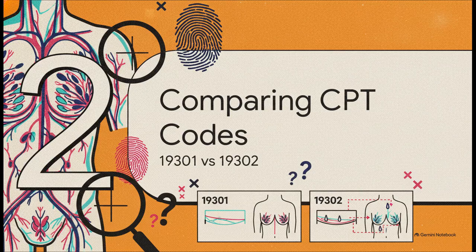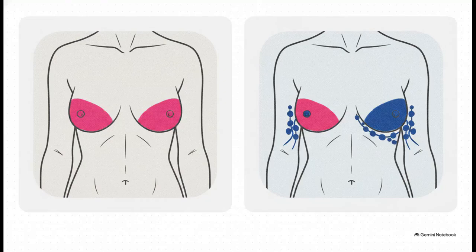Section 2. Comparing the CPT codes. Now here is where it gets really interesting. On one side of the ring, we've got CPT 19301. The text explicitly tells us we use this code when only the breast tissue is excised, totally without any lymph node dissection. But then, look at the other side. We have CPT 19302. The source describes this as a partial mastectomy performed with a complete axillary lymphadenectomy. This perfectly highlights why distinct procedural codes are so powerful. The entire difference between reporting 19301 and 19302 literally hinges on whether or not those lymph nodes were dissected.